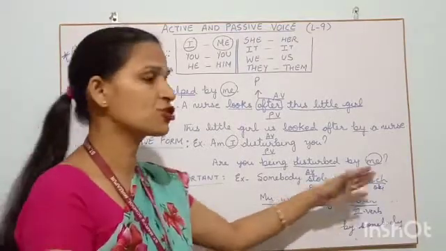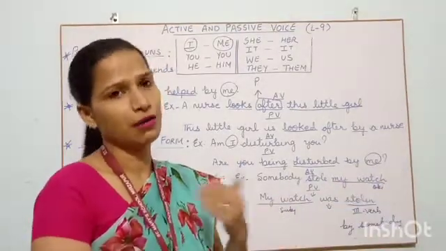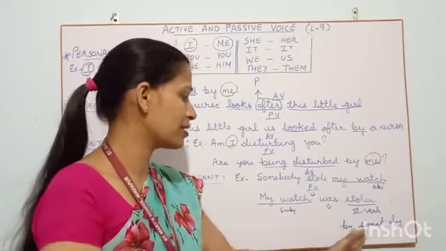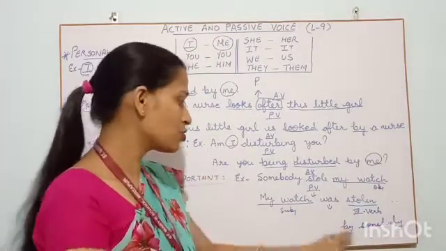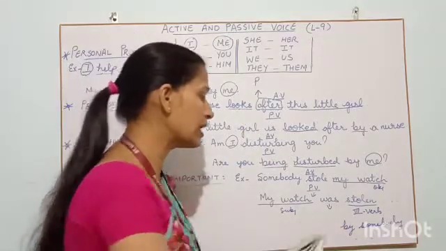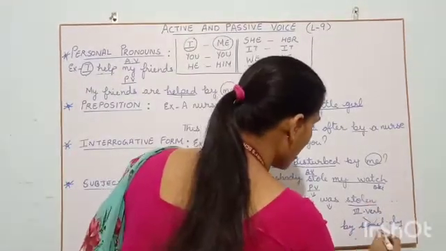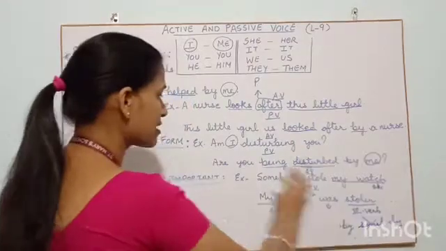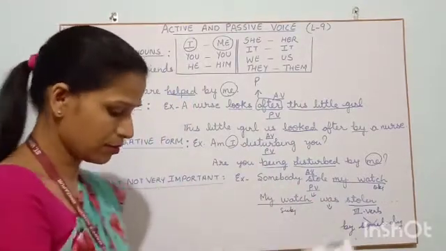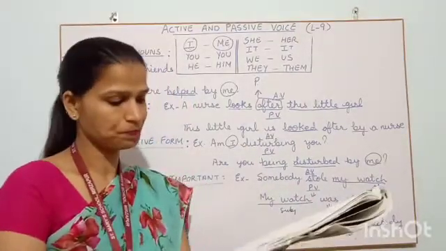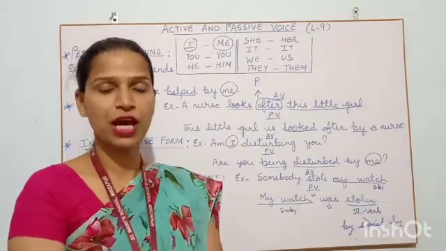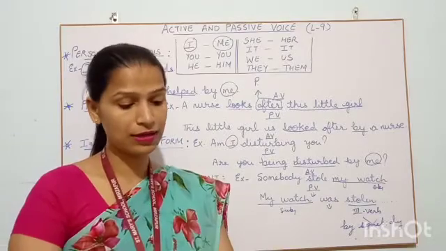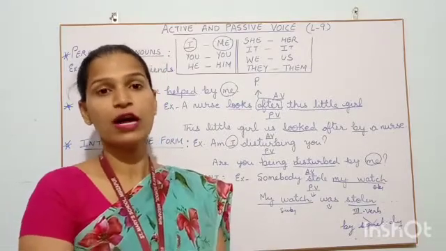My watch was stolen. By whom? Even I don't know, and there is no need to describe who has done it. So that is why there is no need for using "by whom". It means I have excluded the subject in it. These things are clear to you. Now you will turn your page and we are going to learn about passive voice of tenses.